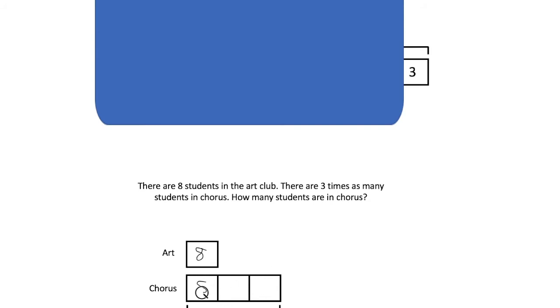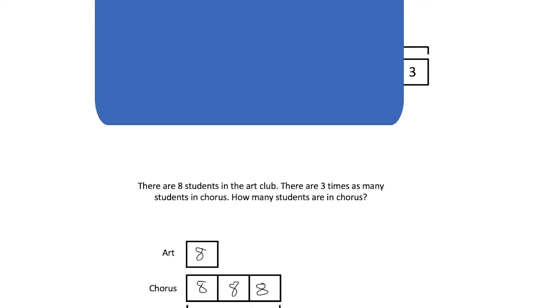So if it's 3 times as many, we're going to be writing 8 in every single one of our boxes. 8 plus 8 plus 8. So our unknown, what we don't know, is the last question. How many students are in chorus?